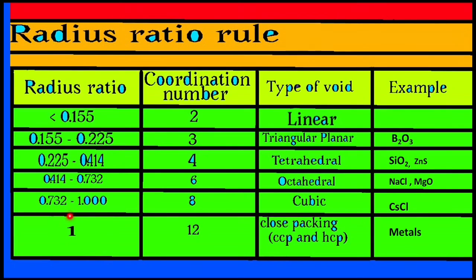The highest is 1, coordination number 12. It occurs in close packing, that is CCP and HCP, and is mostly observed in metals.